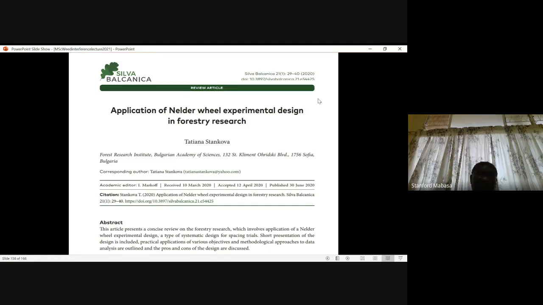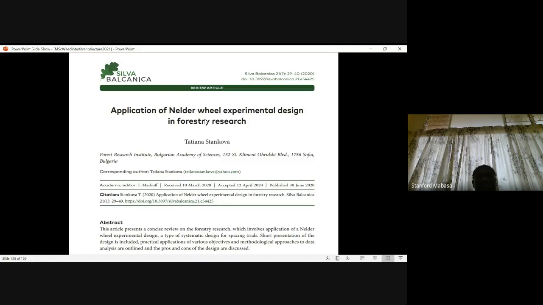You can read this paper by Stankova. I think this is Russian, where the nail-the-wheel experimental design is applied in forestry. But for agronomists and probably weed scientists, we do not normally use these nail-the-wheel experimental designs, although they could be used in intercropping.